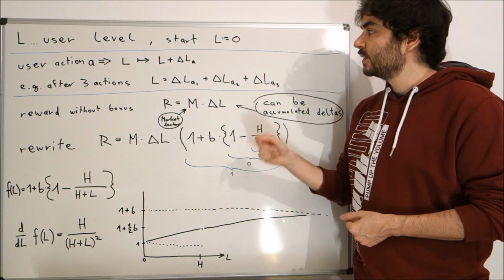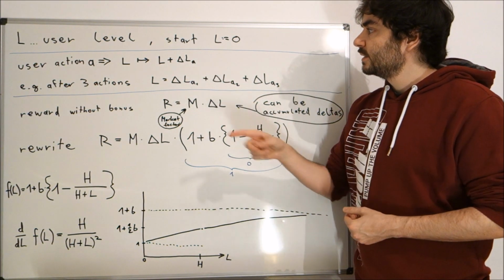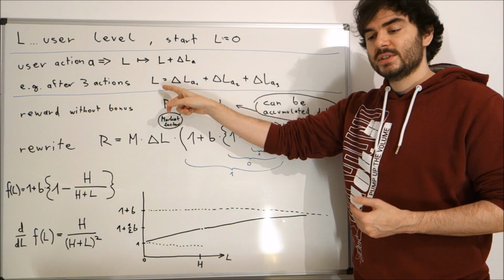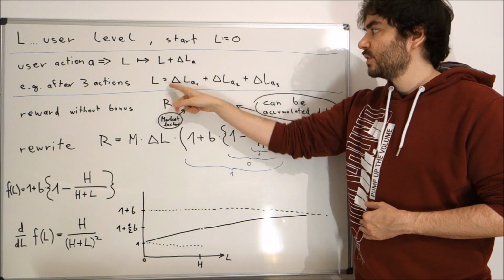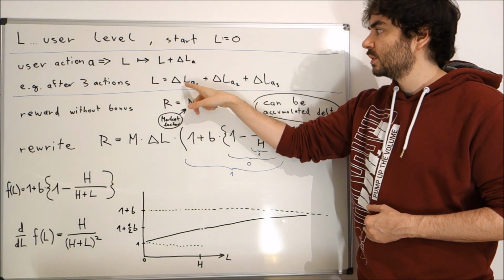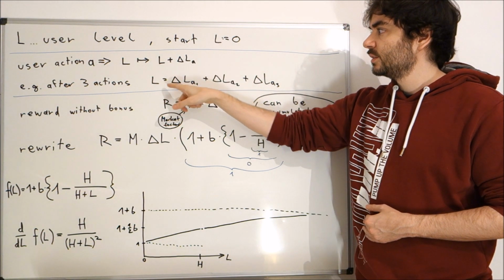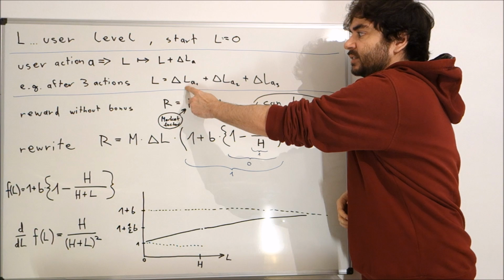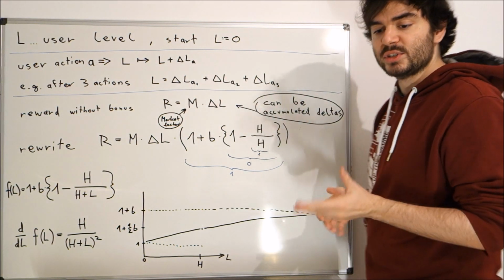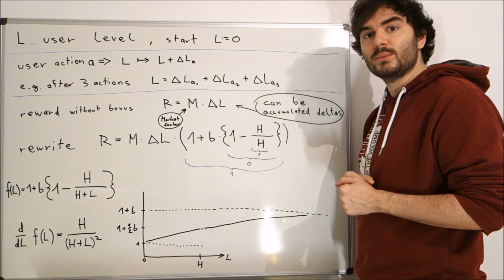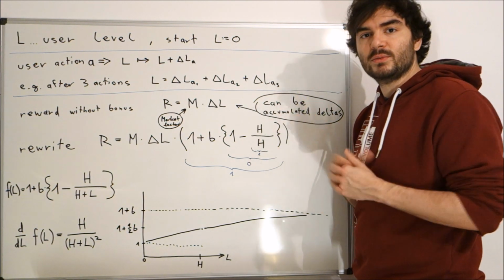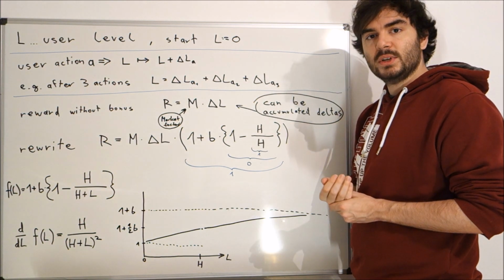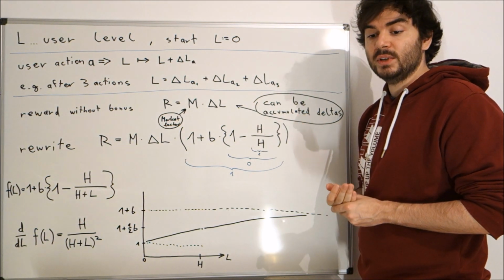But just for simplicity's sake, let's say for the action of upvote, the user level raises by 5, right? And then after 3 actions, of course, each action gives an additive level up. So after 3 actions, if you started at 0, the level would be the sum of these 3 level ups. Let's say the user is not a musician, but just a consumer of music, and he upvotes 3 songs he likes. Then he would get 5, 5, and 5, so 15 points, and he would be at level 15.